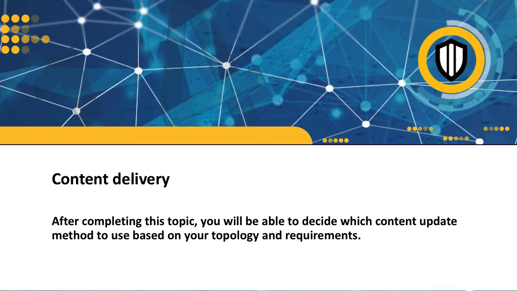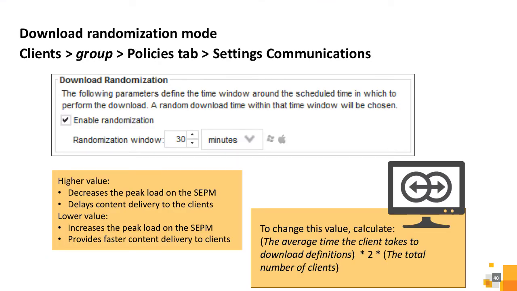This is the content delivery topic. Symantec Endpoint Protection supports randomization of simultaneous content downloads to your Windows and Mac clients from the SEPM or GUPs. Randomization reduces peak network traffic and is on by default. A higher randomization value decreases the peak load on the SEPM, but delays content updates to client computers. A lower randomization value increases the peak load on the SEPM, but provides faster content delivery to client computers.